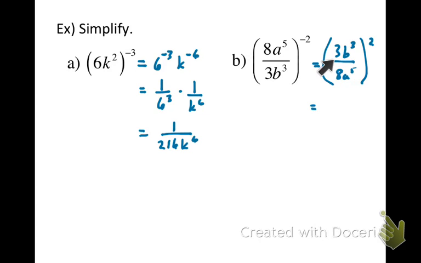Then I have 3 squared, 9. B to the third squared is b to the sixth. 8 squared, 64. And a to the fifth squared is a to the 10th. A couple more examples here.